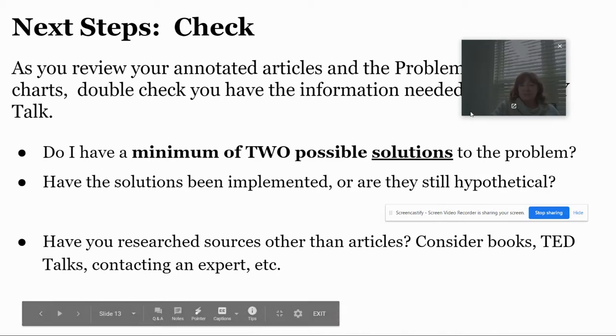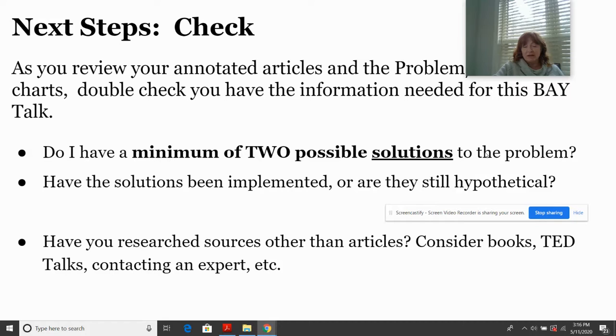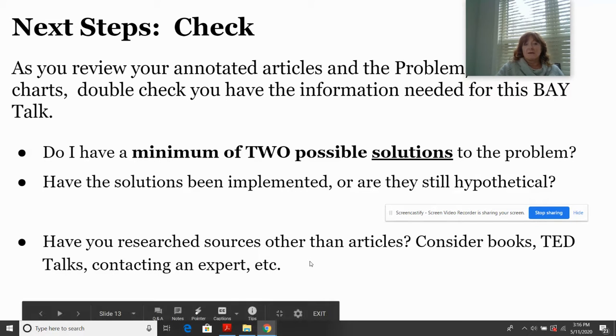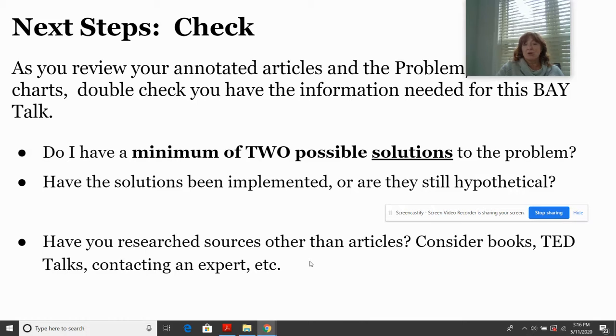So, this is really important. If you hear one thing that I'm saying, I want you to hear me say this. You are responsible for coming up with a minimum of two possible solutions to your problem. And then you have to find out, have these solutions actually been implemented? Have they been put into practice? Or are they still kind of in the idea phase? Are they still hypothetical? You're going to pick one of these solutions and it will become your call to action, the thing that you ask your audience to do.